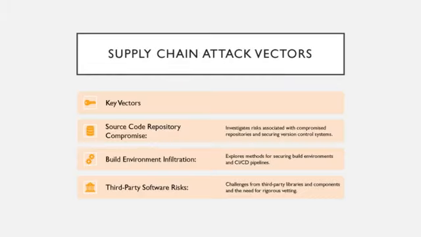And then the supply chain attack vectors. Supply chain attacks exploit vulnerabilities at various points in the development and distribution process. Key vectors include compromised source code repositories, infiltration of the build environment, and risks associated with third-party software.